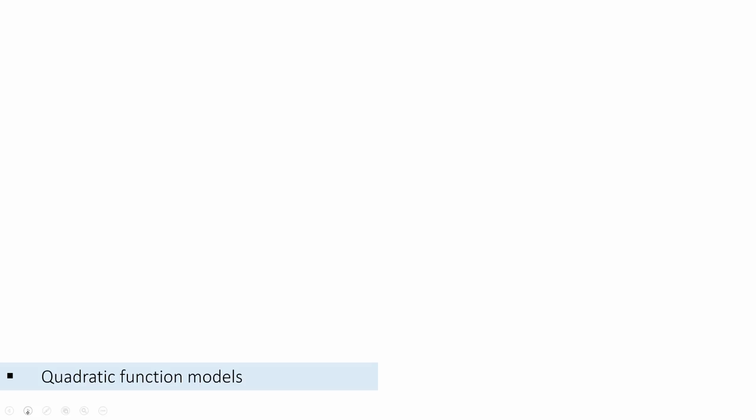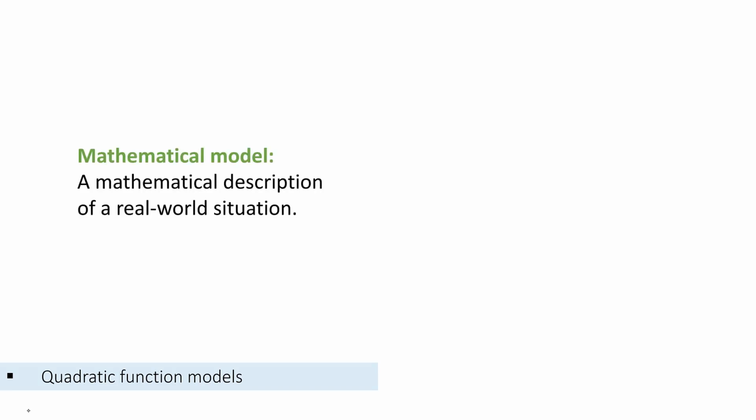In this video, we will see how to build quadratic function models. To begin, let's see what a mathematical model is. A mathematical model is a mathematical description of a real-world situation. That means that now we are going to have equations that represent something in real life.